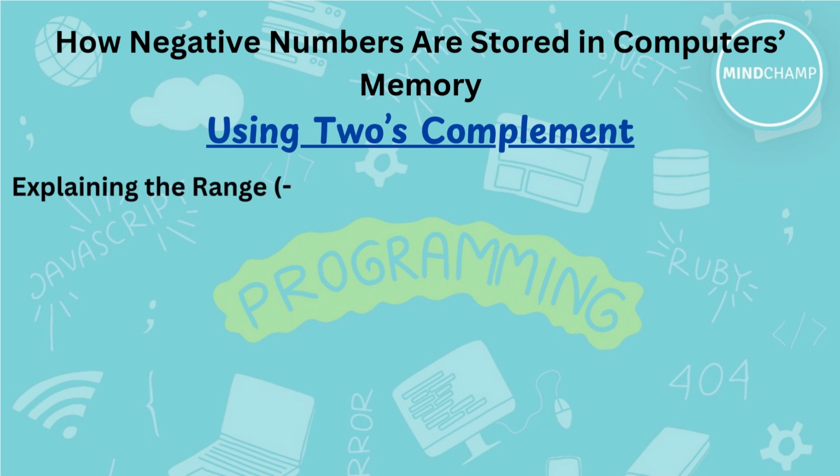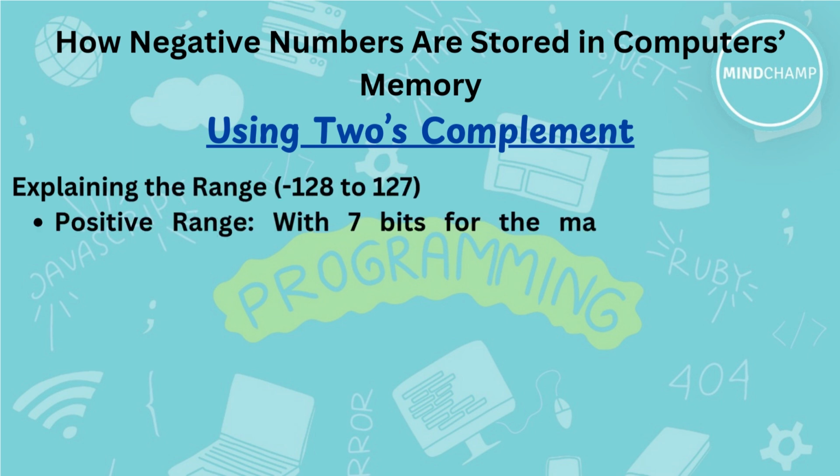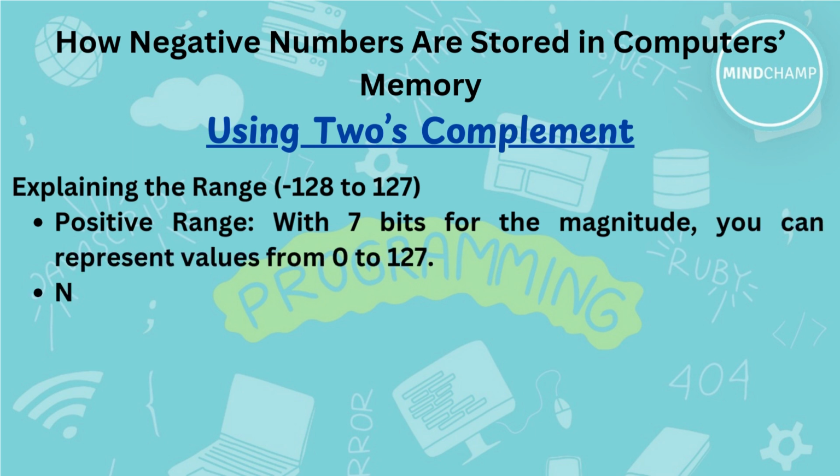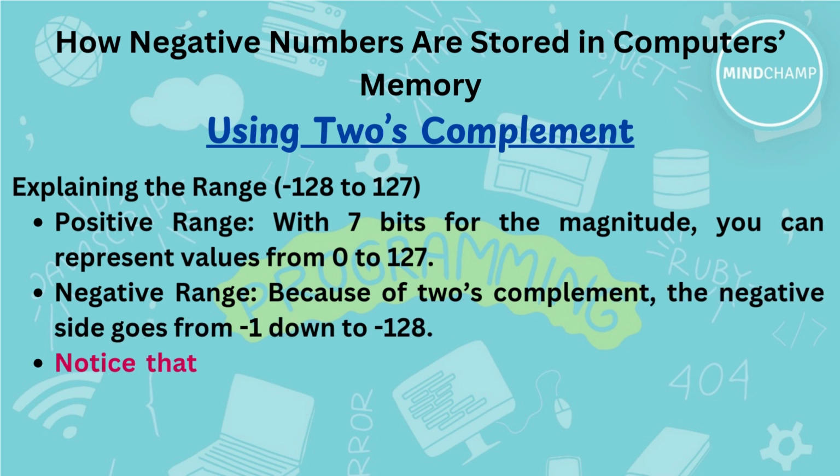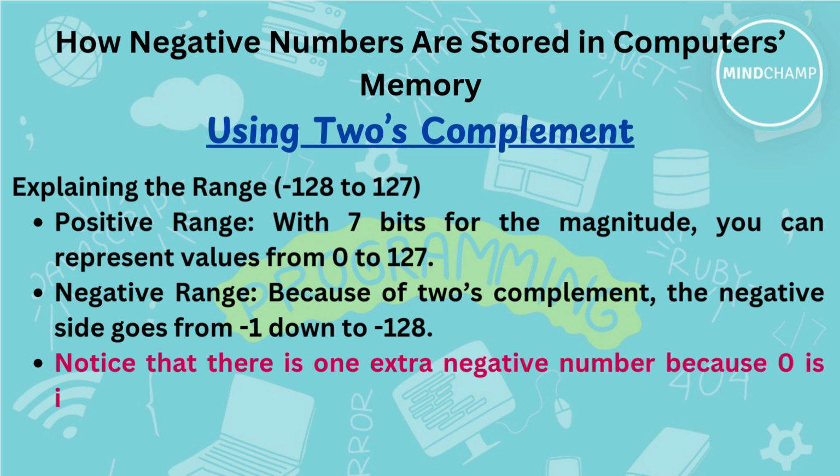Explaining the range, -128 to 127. Positive range: with 7 bits for the magnitude, you can represent values from 0 to 127. Negative range: because of 2's complement, the negative side goes from -1 down to -128. Notice that there is one extra negative number because 0 is included in the positives.